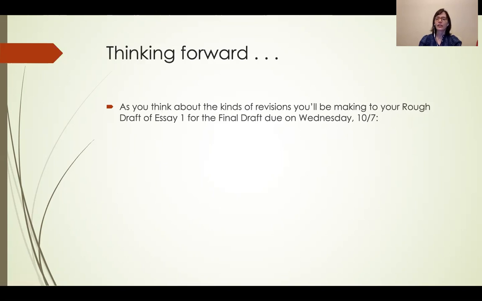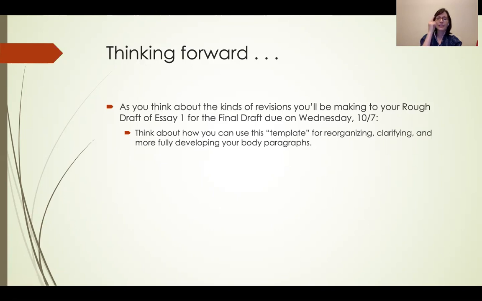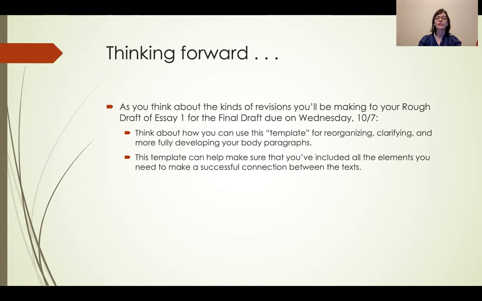Okay, so as you're thinking about that, think about how you can use this body paragraph template that we've worked up for reorganizing, clarifying, and more fully developing your body paragraphs. Okay, and so this template can help make sure that you've included all of the elements you need to make a successful connection between the texts.